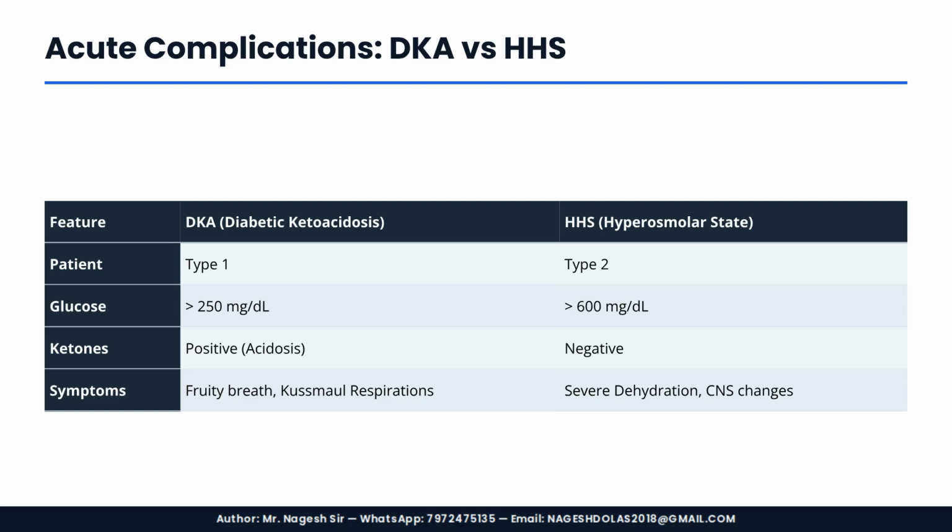Comparing the acute complications of DKA and HHS is crucial. DKA involves ketoacidosis, typically in type 1, while HHS involves extreme hyperglycemia and dehydration, typically in type 2.